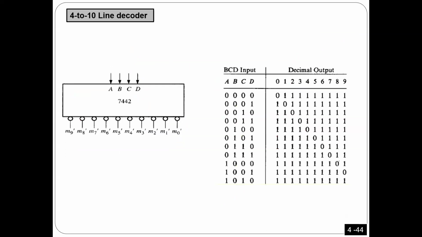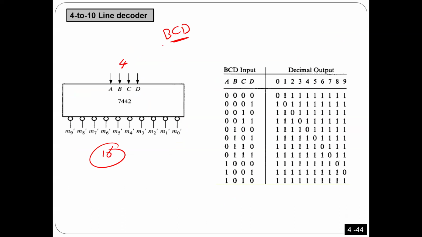Okay, here I want to show you that sometimes, if you have a decoder with 4 inputs, usually how many outputs do you have? 2 to the 4, which is 16. Sometimes I don't need all the 16.